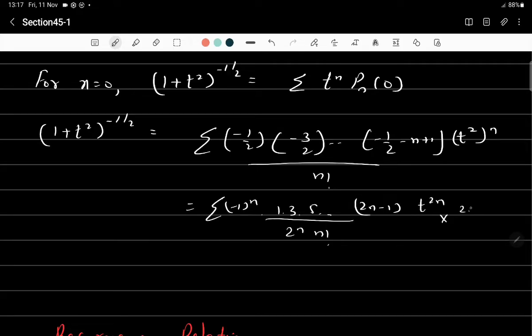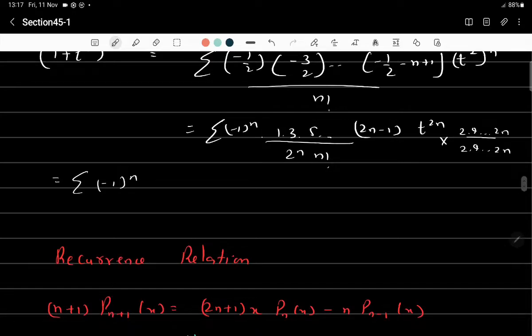And now I can multiply both the sides by 2, 4, 6, ..., 2n. So if you multiply it, then it becomes (-1)^n. Then the numerator becomes (2n)!, t raised to the power 2n. The denominator is 2 raised to the power n, one more 2 raised to the power n, so 2 raised to the power 2n, then n factorial, because this can be written as 2 times 1 dot 2 till n, so 2 raised to the power n dot n factorial. So this is n factorial square.